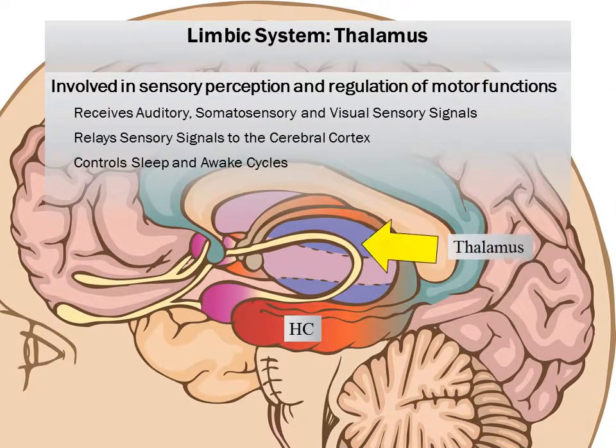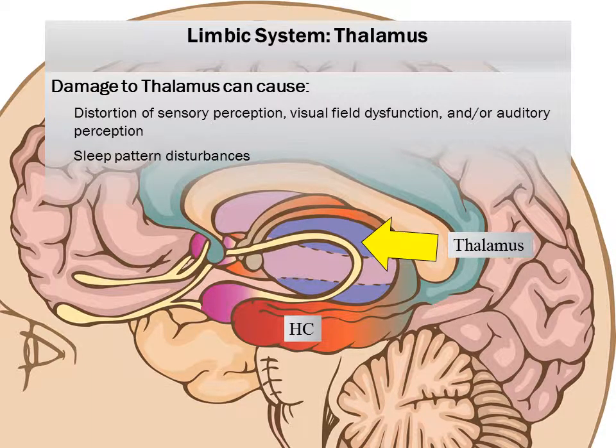The thalamus, which is a large organ located in the center of the limbic system, is involved in sensory perception and regulation of motor functions. It receives auditory, somatosensory, and visual sensory signals, relays sensory signals to the cerebral cortex, and controls sleep and awake cycles. Damaging the thalamus can cause distortion of sensory perception, visual field dysfunction, and/or auditory perception. It will also cause sleep pattern disturbances.